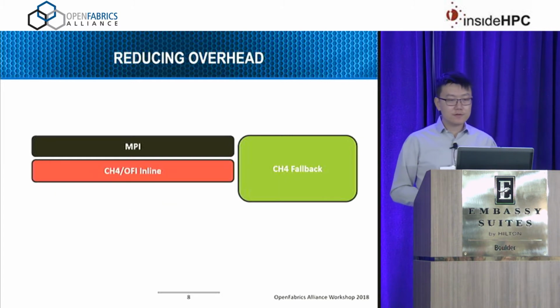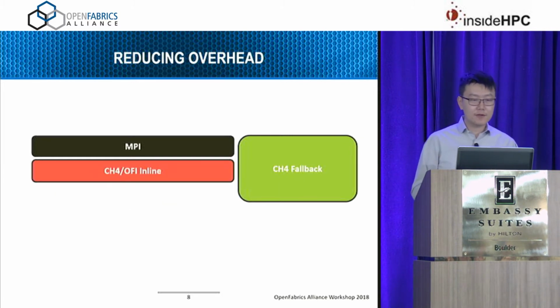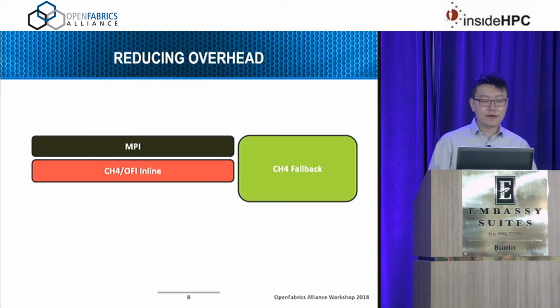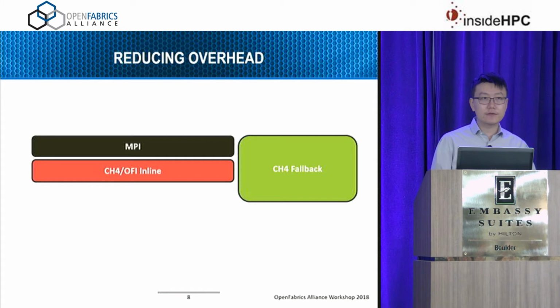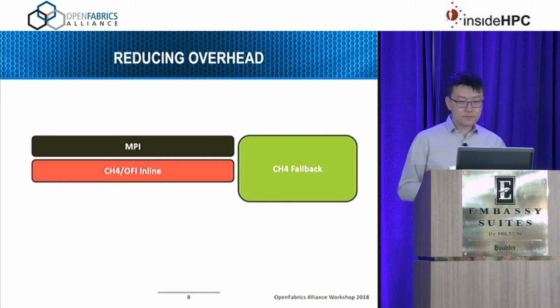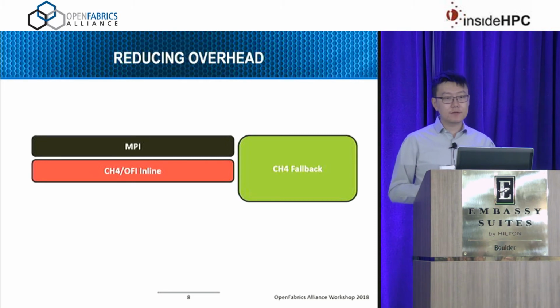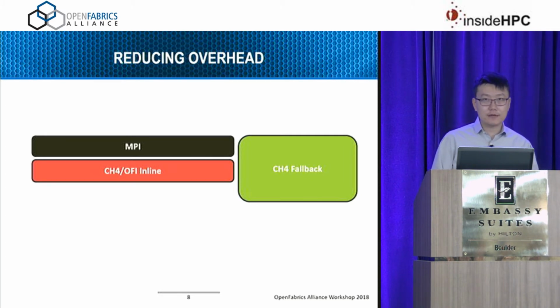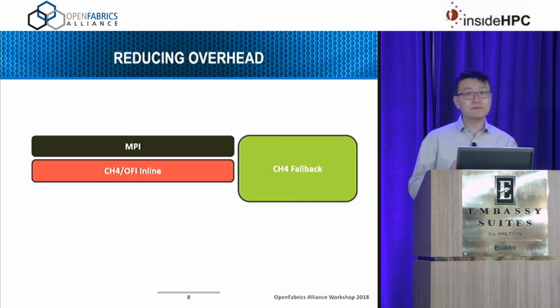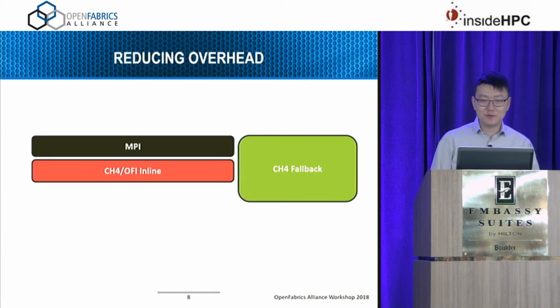If we go to the extreme, we can also inline the entire OFI library as part of the MPI library, completely eliminating the function calls between these different abstraction layers. So that is the current status of how OFI is supported in the MPICH library, and we have a paper in last year's ESC detailing what kind of optimization and inlining and special building techniques we can use to further reduce the overhead.